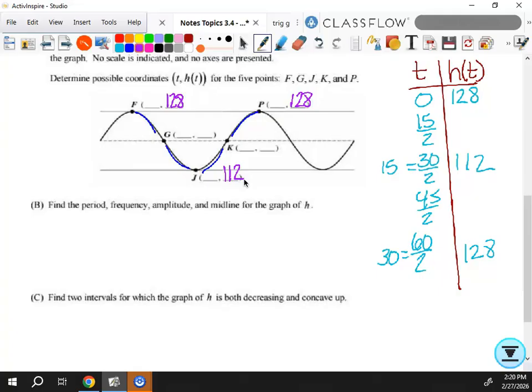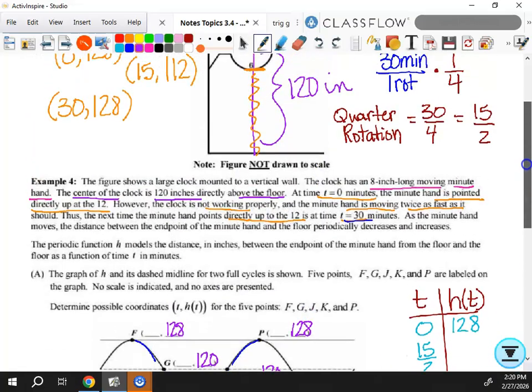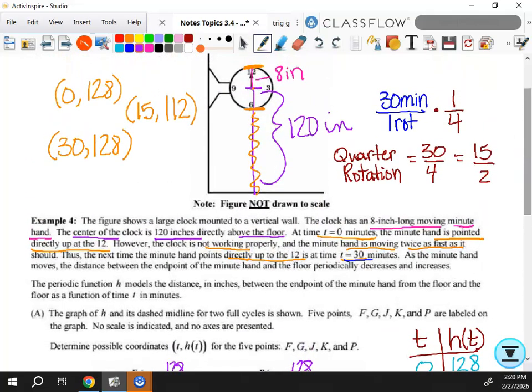Which means I then should be able to get the two missing outputs. What's halfway between 128 and 112? 120. I know that for two different reasons. Either I can do a little bit of math and figure out what's halfway between the two, or if I think about what's happening up here, I know that this is halfway, and I know that that's at the center, and they pretty much gave it to me, if I can wrap my mind around it, okay?